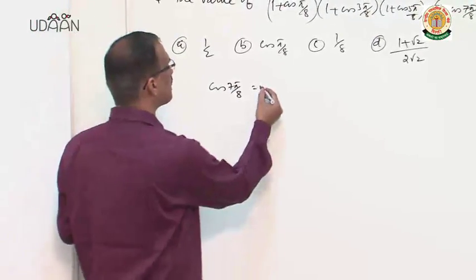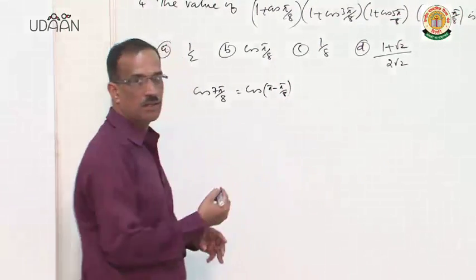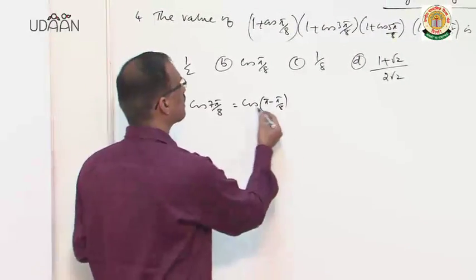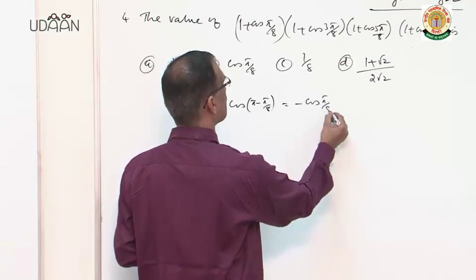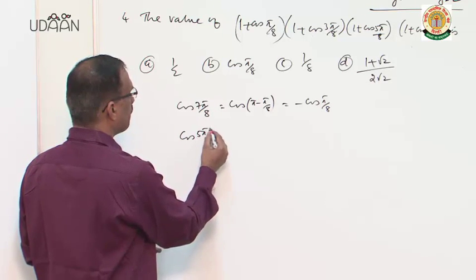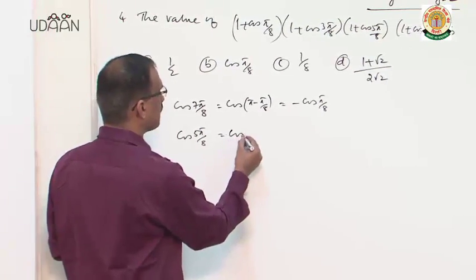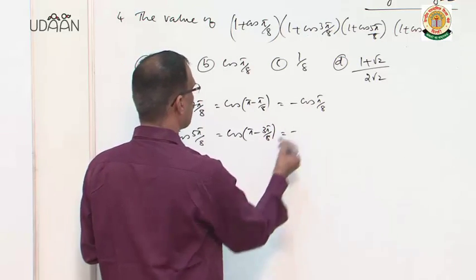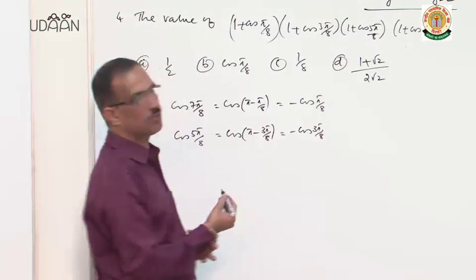Now, let us see what is cos 7 pi by 8? This can be rewritten as cos of pi minus pi by 8, because 8 pi minus pi gives us 7 pi by 8. What is cos of pi minus theta? That gives us minus cos theta. So, minus cos pi by 8. And then what is cos 5 pi by 8? The cos 5 pi by 8 can be written again as pi minus 3 pi by 8. So, this will be minus cos 3 pi by 8.